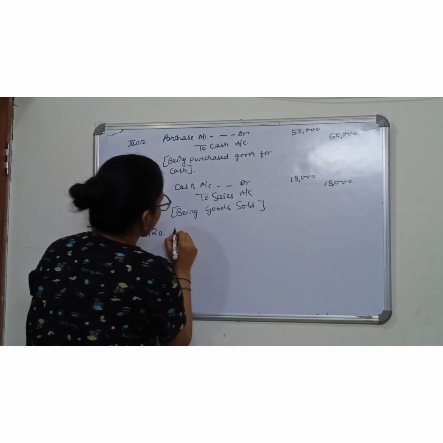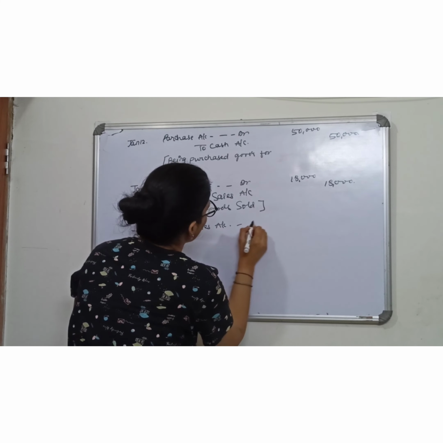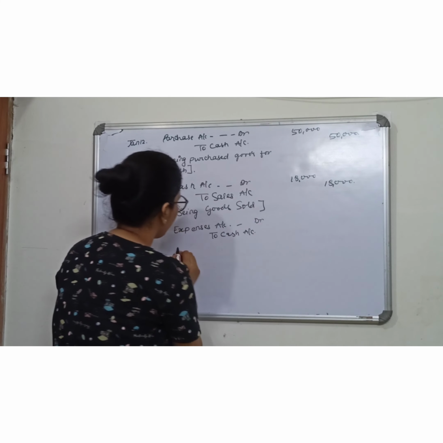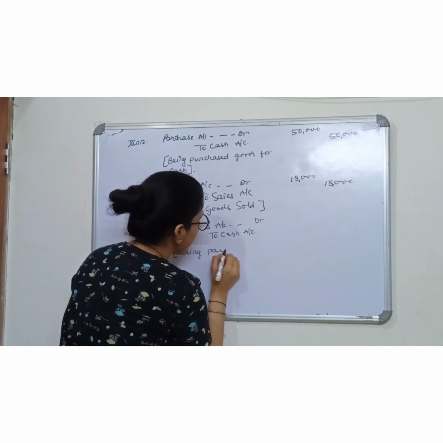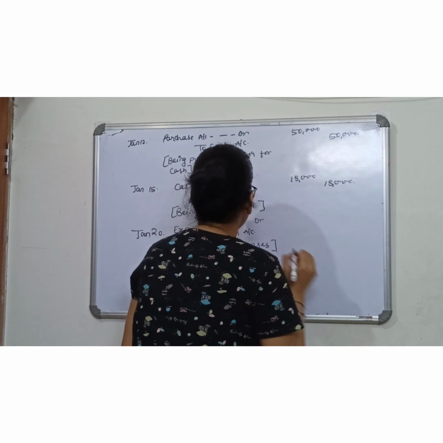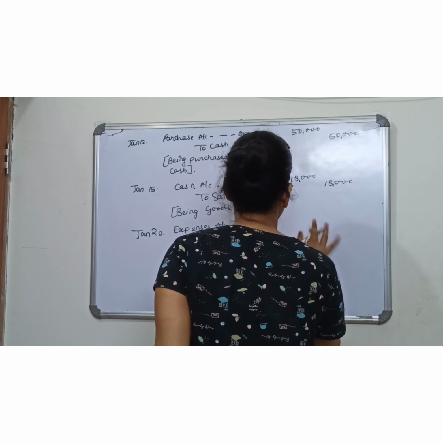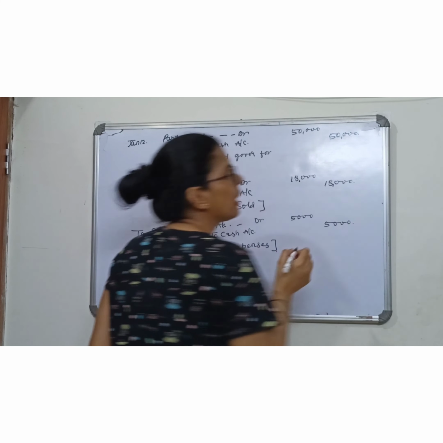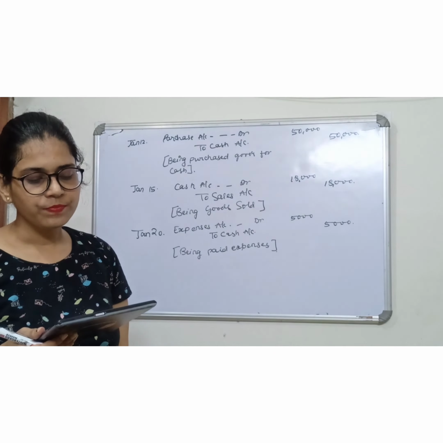will be expenses account debit to cash account. Cash credit because cash is going out. Being paid expenses. And the amount is 5,000 in debit and 5,000 in credit, right? Moving to the next question.